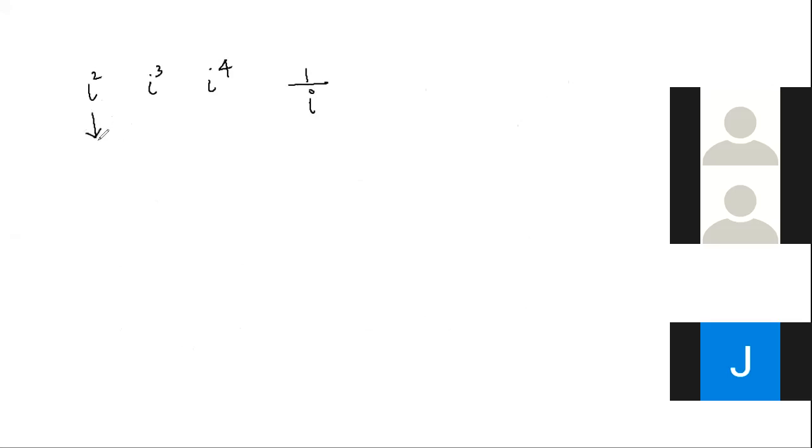So i squared is minus 1. i cubed is minus i. And i raised to 4 is 1. And 1 by i is minus i. This is all you have to remember. Remaining everything you can just do orally.